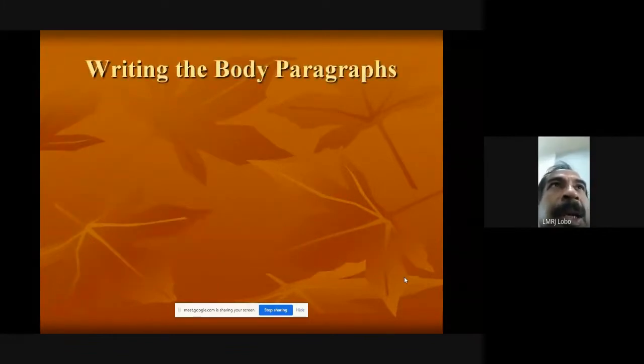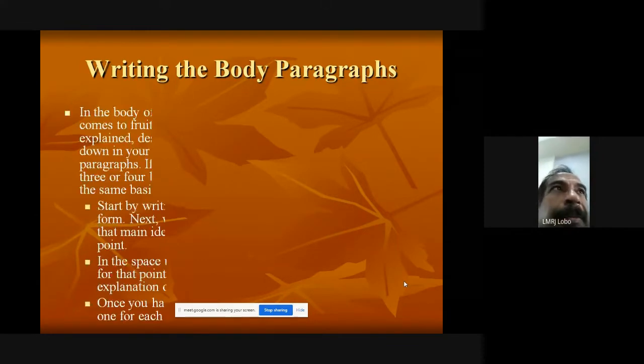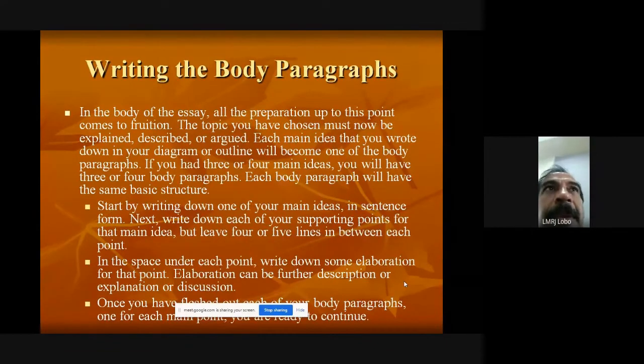to continue. Now, how do you write the middle paragraphs, or the body paragraphs, which fit in between the introduction and the conclusion? In the body of the essay, all the preparation up to this point comes to fruition. The topic you have chosen must now be explained and described. You may have arguments, and each main idea that you wrote down will become one part of the body in the form of a paragraph. If you had 3 or 4 main ideas, you will have 3 or 4 body paragraphs, and each body paragraph will have the same basic structure.